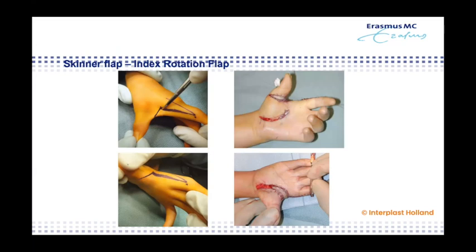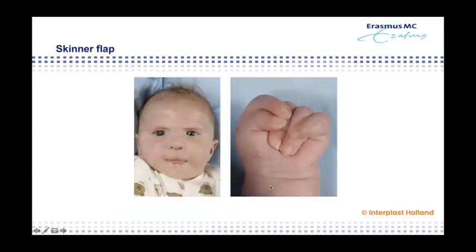This is called the index rotation flap, but Skinner described it a long time ago in a book you can't find anymore on the internet or on PubMed. And Mary Beth named it in the end the index rotation flap. And this is a flap which is very versatile. You can use it for a shortage of skin on the volar side of the thumb, but you can also use it as a widening of the web, and this is where I use it most, and especially in these cases.